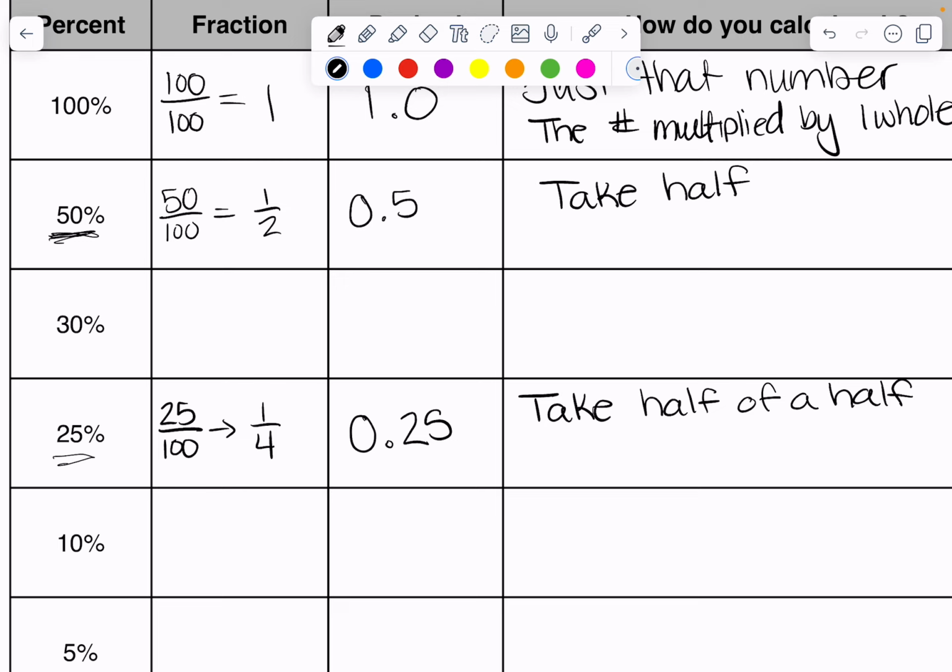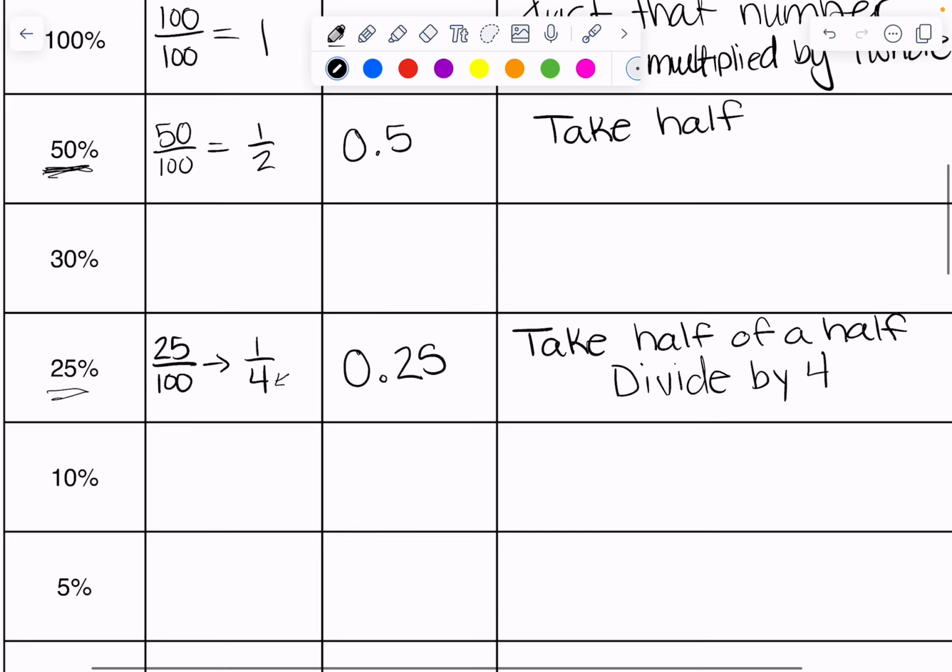Some of you might also say you can divide by 4, which again, you can. But the word divide can be triggering for some of you, or as soon as you hear divide, you start doing a long division problem in your head. Whereas if I just ask you to take half of a half, even though that sounds confusing right now, you might be able to do it faster in your head.